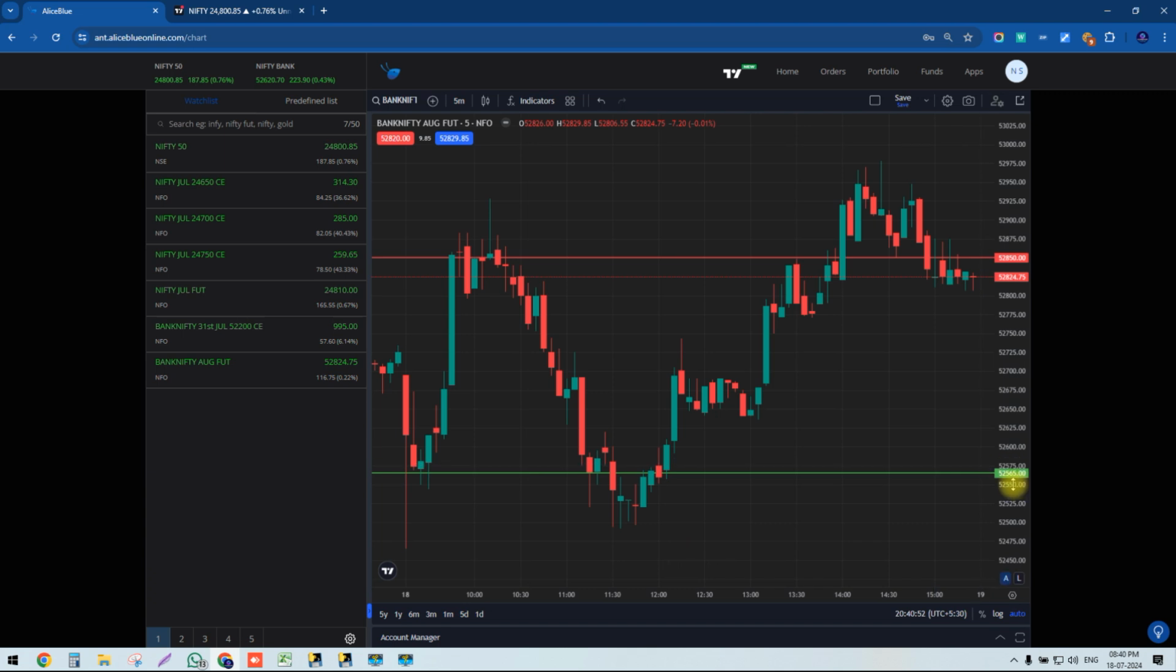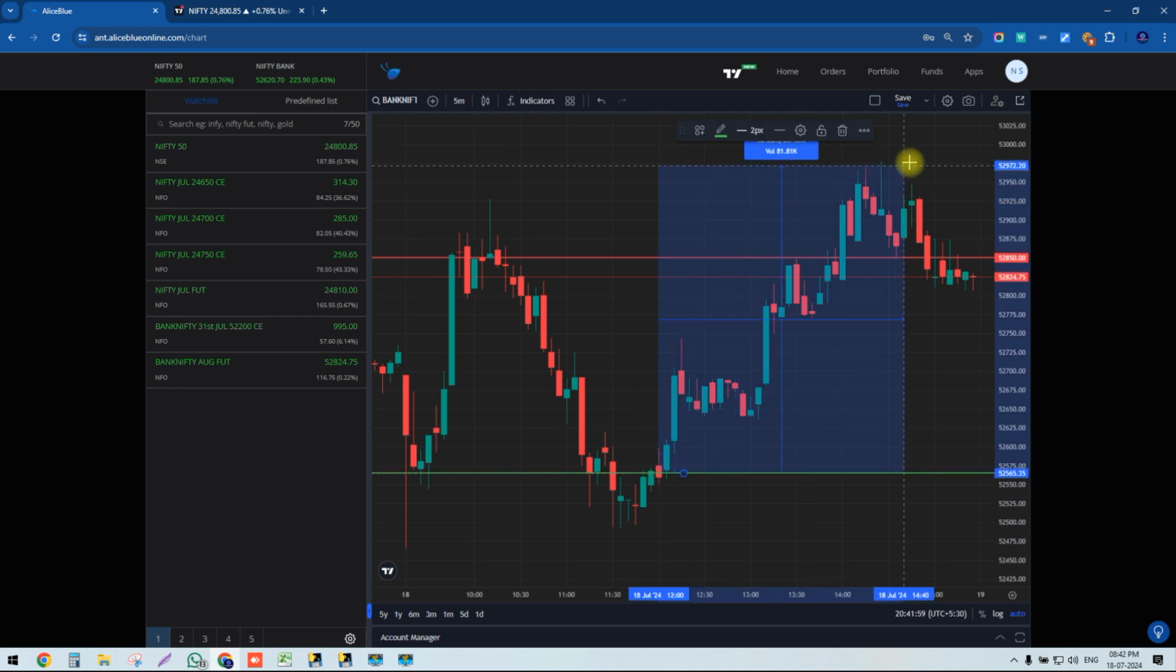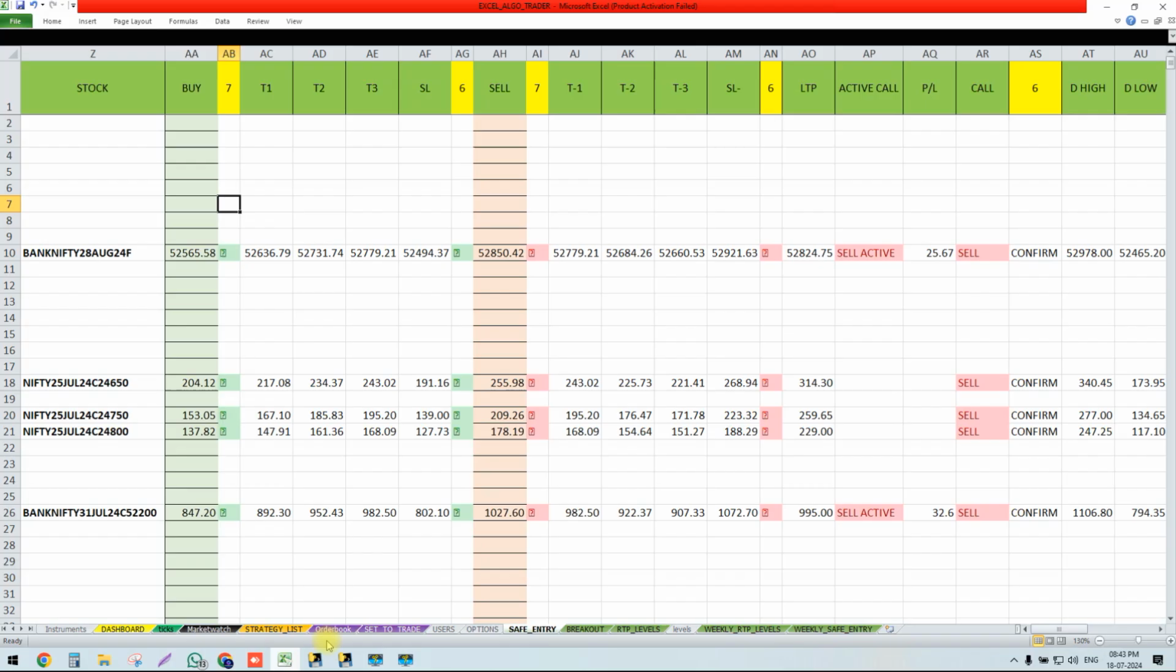You can see exactly 52,565. Here is where our buy was generated, exactly here, and market went up to, see how our Bank Nifty went up. This is how our Bank Nifty worked in safe entry strategy. It will work superbly. Now let's see the Bank Nifty call options.